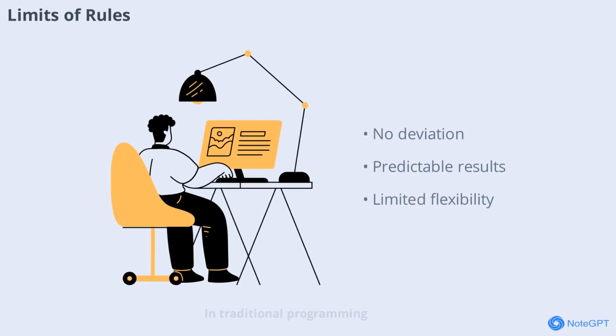In traditional programming, the system can only do what the programmer has told it to do. It never goes beyond the rules, not even by a millimeter. This makes traditional software reliable for well-defined tasks, but it struggles with anything that requires flexibility or adaptation. That's where AI comes in.